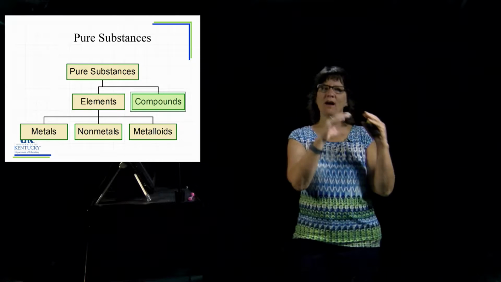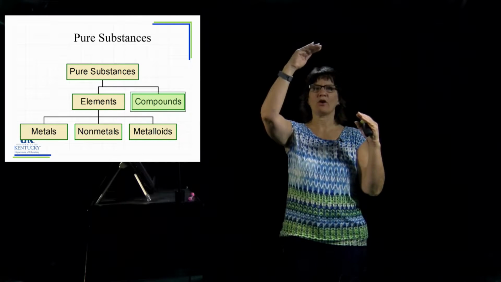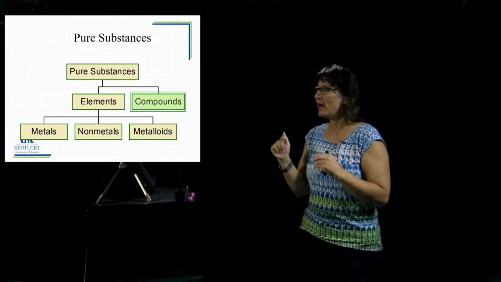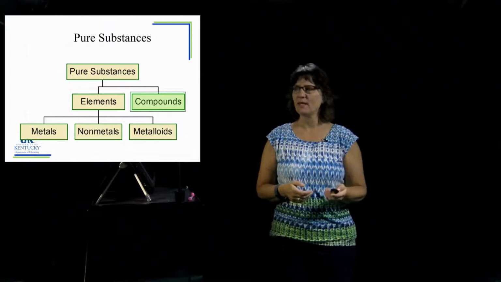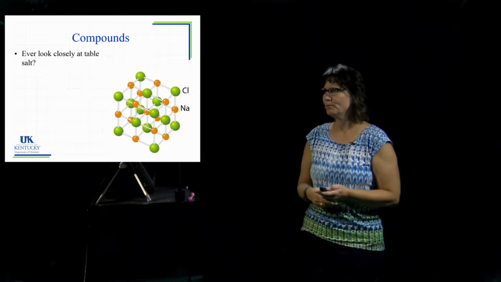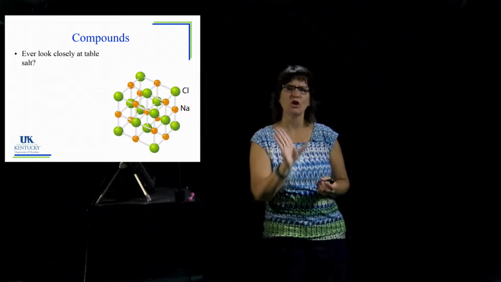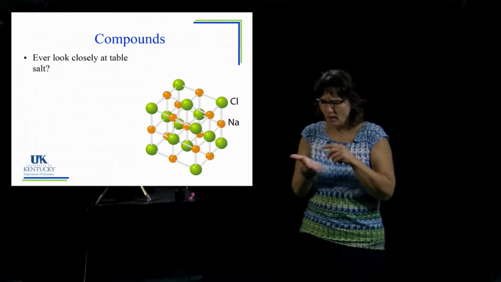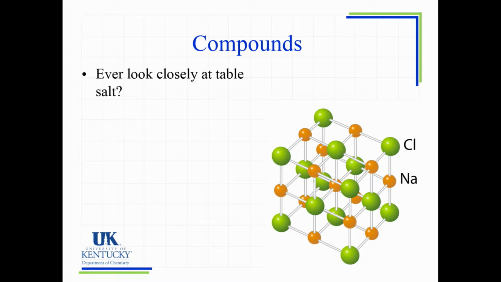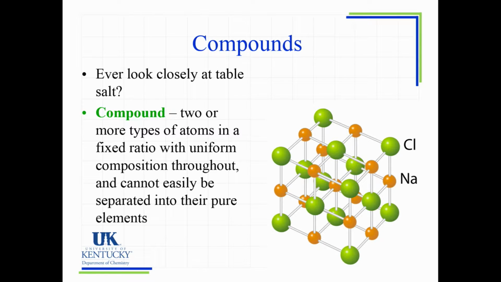So if something is a compound, it still fits under the category of being a pure substance, but it's not an element. So let's see what a compound is. If you've ever looked closely at table salt, you'd see little bitty crystals that are shaped like cubes. And these are cubes because of the arrangement of the atoms, the ions that make it up. So here is the definition of a compound.